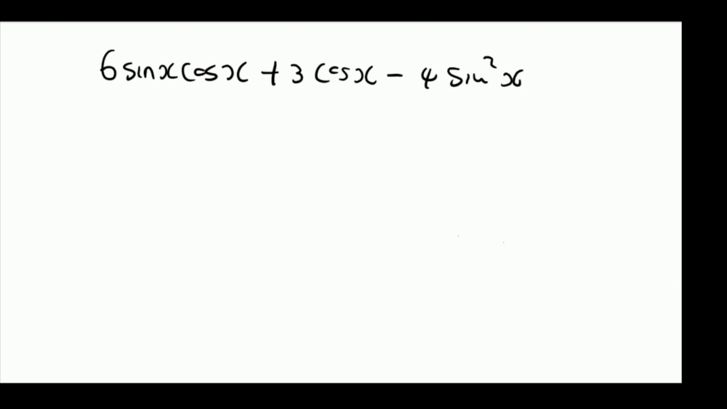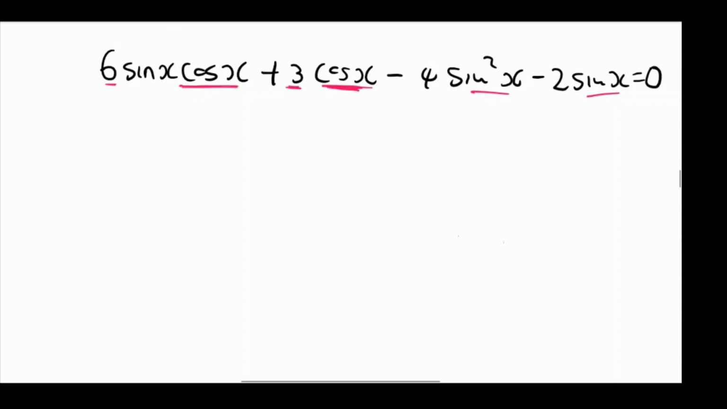We're having 6 sine of x cos of x plus 3 cos of x minus 4 sine squared x minus 2 sine x equals 0, right? For us to solve for x, we need to first collect the like terms. Let's say we consider cos of x as the like term of this one, and sine of x as the like term of this one, so we solve them separately. If this cos is the like term, this 3 is also a like term here, so we're just going to factorize those two first.